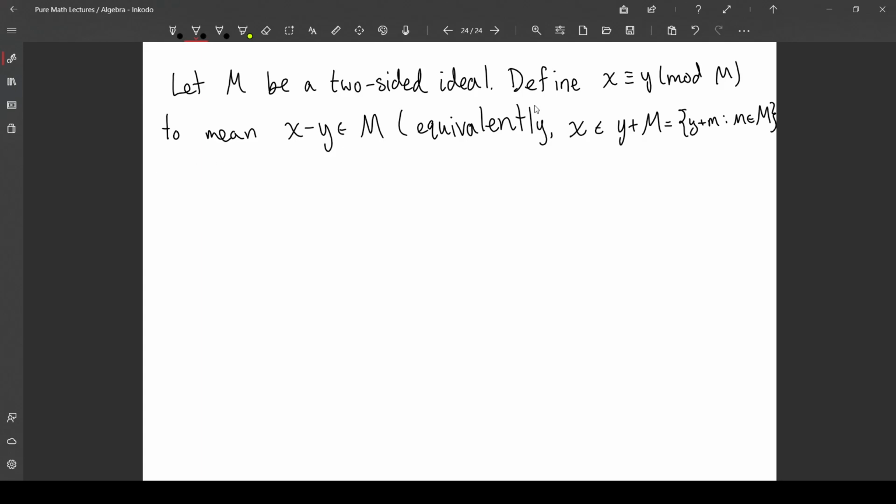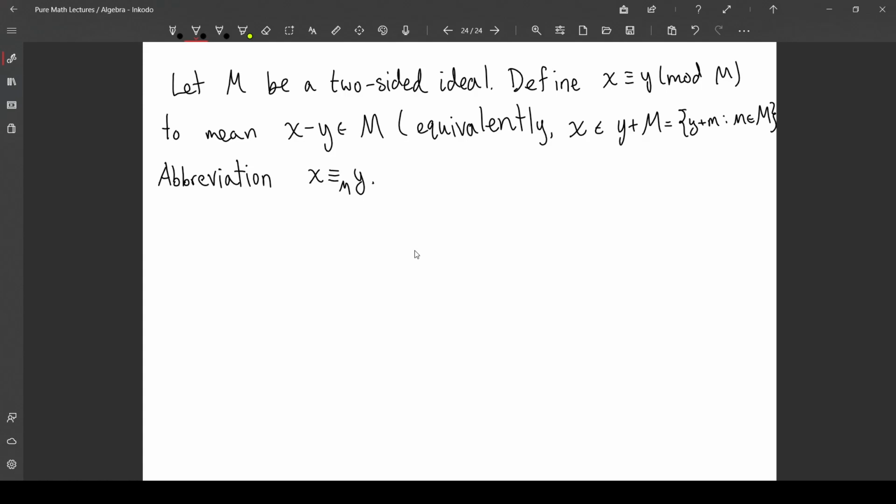I'm also going to be abbreviating this notation, where I write the triple congruence line, and then I just put an M here to show it's congruent with respect to, or mod M. Okay.